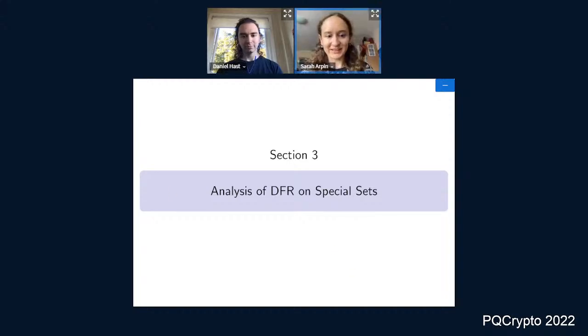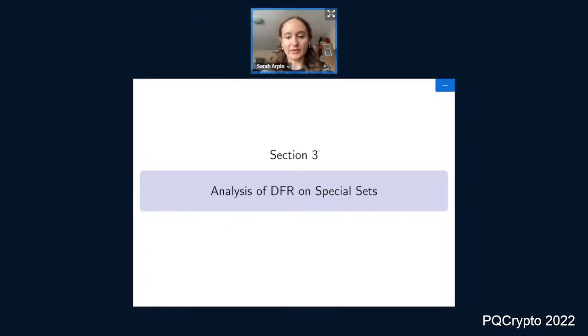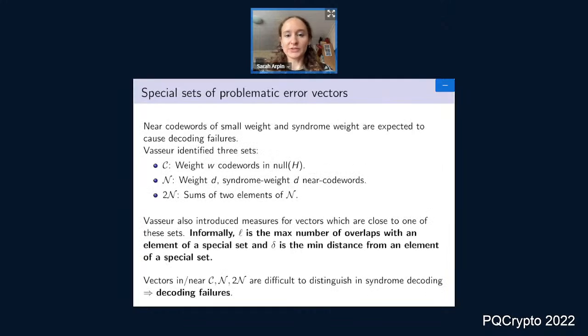Great. Thank you, Daniel. So I'll continue to talk here a little bit about our experiments and exactly what we observed about the DFR at the 20-bit security level. First of all, we wanted to compute DFR on these special sets of code words that had been previously identified by Vasseur as likely to cause decoding failures. So we computed these sets. Of course, there are varying weights.